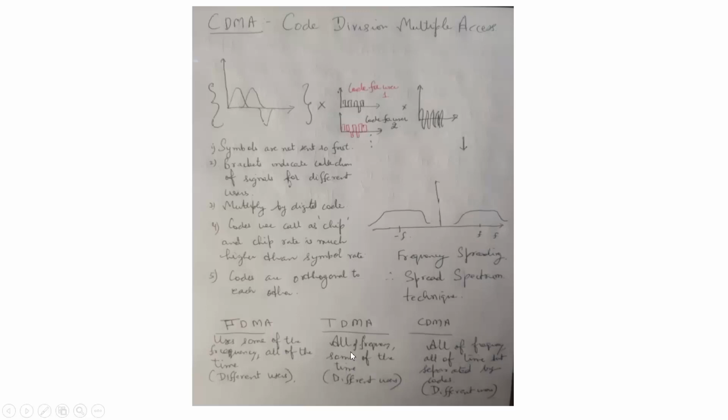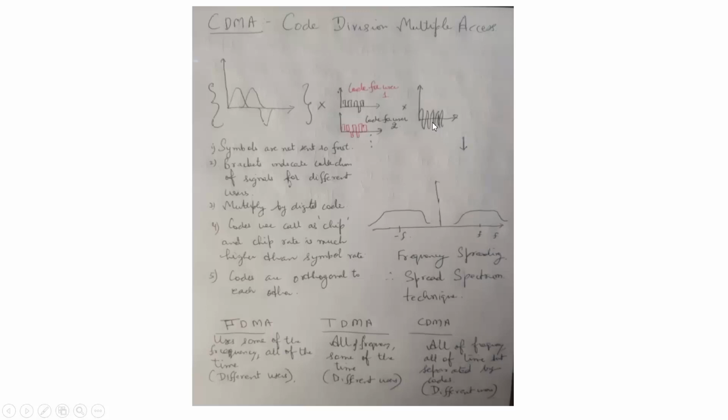In case of TDMA, the complete frequency range will be used by all the users, but every user will be sending at different times. All the users will use the same frequency to transmit, but they will be sending their data at different times. In CDMA, the complete frequency range, the complete bandwidth, is available to all the users, and the users are also sending for the complete time.